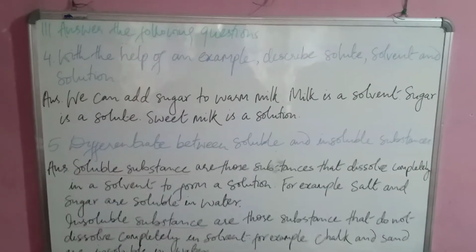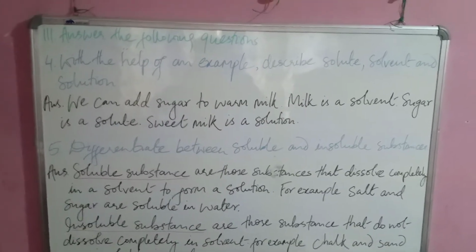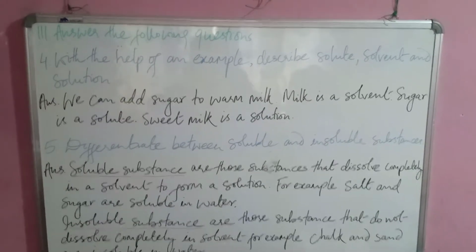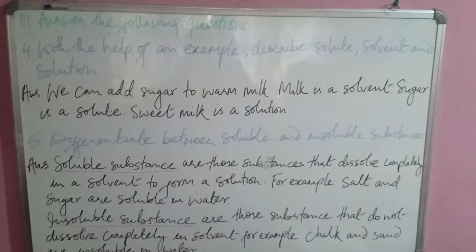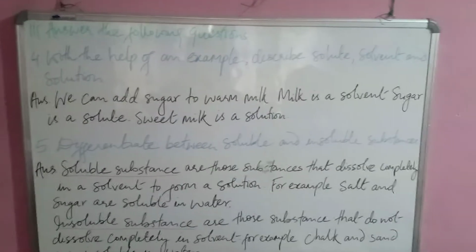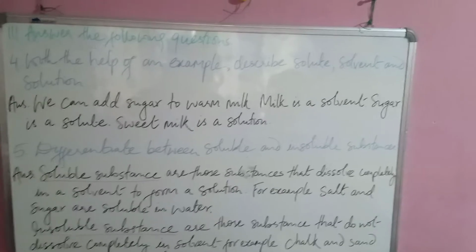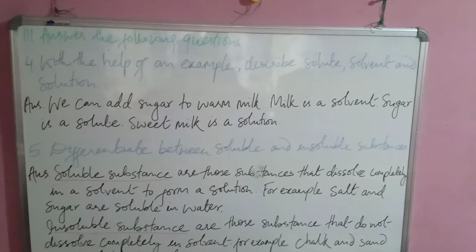The next question is question 4, with the help of an example describe solute, solvent and solution. What you can write is, we can add sugar to warm milk. Milk is a solvent, sugar is a solute, and the sweet milk is a solution.